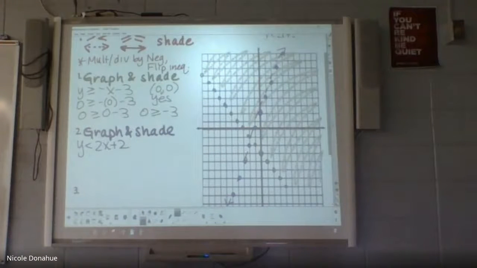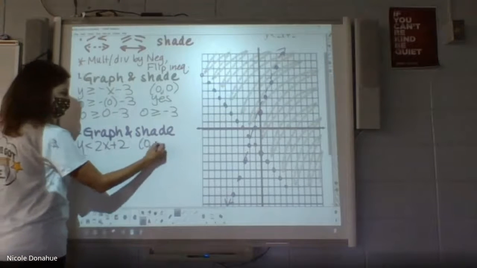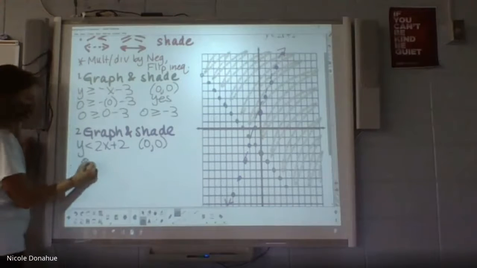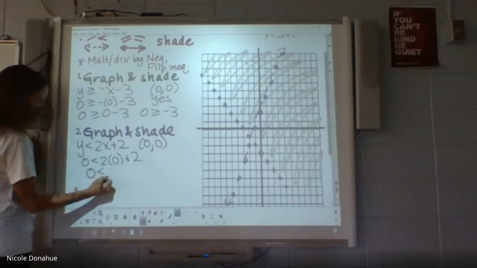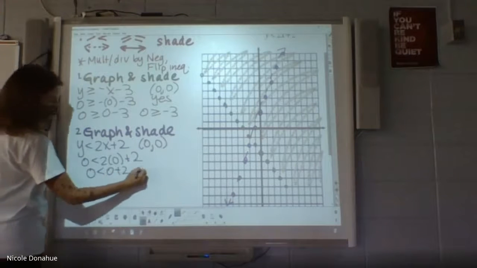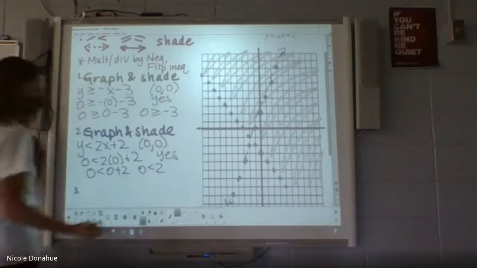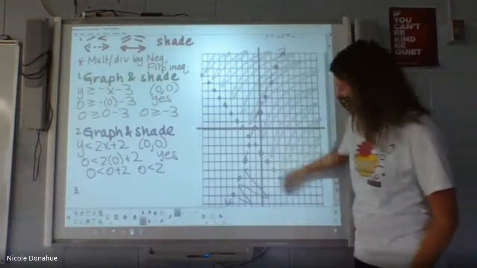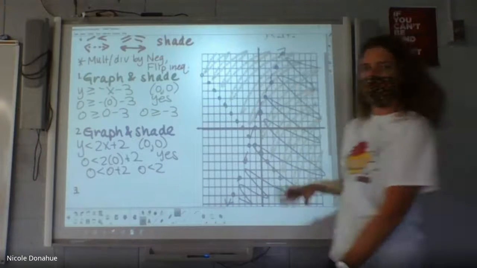Okay, now we have to graph the other line. And again, we're going to test that. We can test 0, 0. That's why using pen isn't always the best idea. You live and learn. So 0 is less than 2, so this is a yes again. So now I'm going to shade where 0, 0 is again. So the overlapping section is this right side over here.